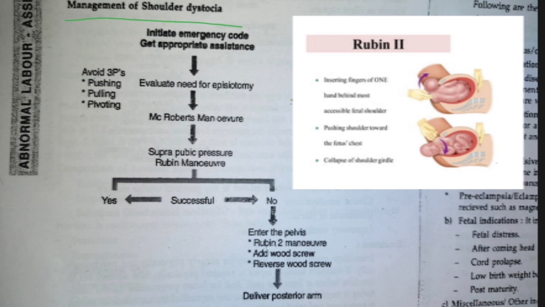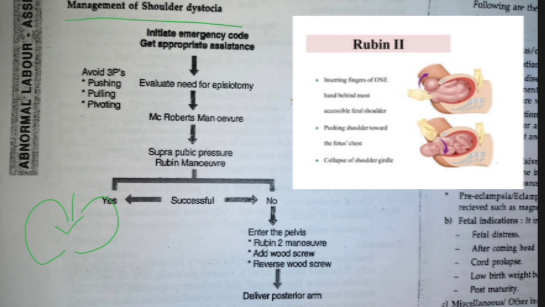Management of shoulder dystocia. Before the delivery progresses, if the baby is not able to get into the pelvis because the pelvis is very small, at that time we will just stop it and perform a C-section.